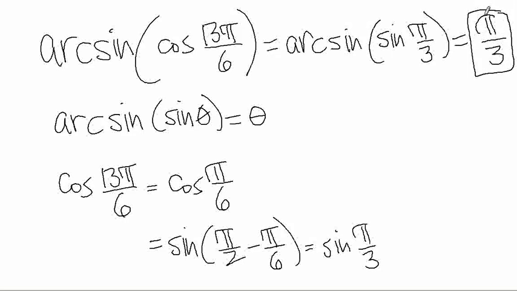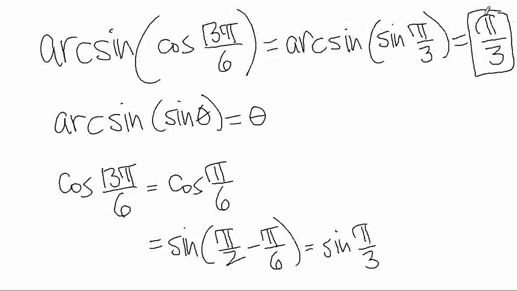Okay? Now, let me repeat. You need to make sure that your answer is with respect to the limited domains we've specified. And the way that you can adjust the angle measures is by adding and subtracting as many 2 pi's as necessary. Or in degrees, adding and subtracting 360 as many times as necessary.